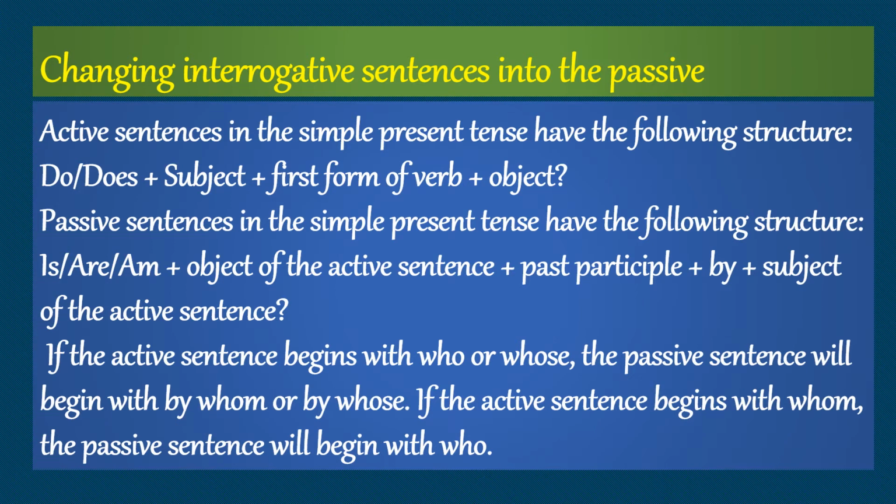Changing interrogative sentences into passive voice. Active sentences in the simple present tense have the following structure: do, does, plus subject, plus first form of verb, plus object and question mark. Passive voice sentences in the same tense have the following structure: is, are, am, plus object of the active sentence, plus past participle, plus by, plus subject of the active sentence, and a question mark is put at the end.